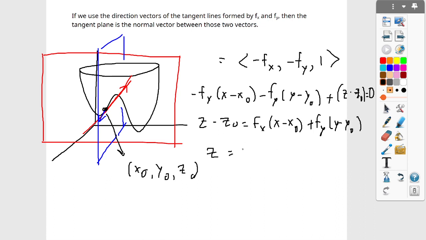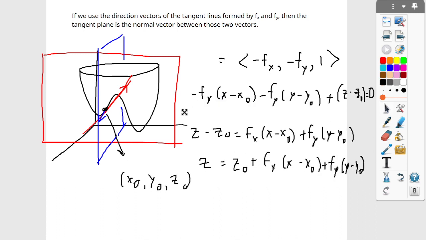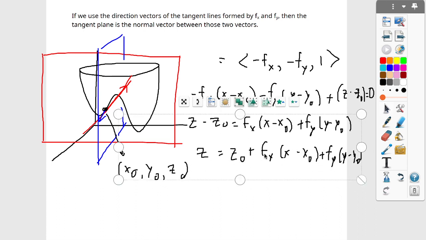So z is equal to z0 plus f sub x times (x minus x0) plus f sub y times (y minus y0). And this is the equation of a plane for a partial derivative right here. You've got to find your f sub x, you've got to find your f sub y, you have to have a point x0 and y0, and you need to know your initial z, which is denoted as z0, and this is what you will get for your plane.